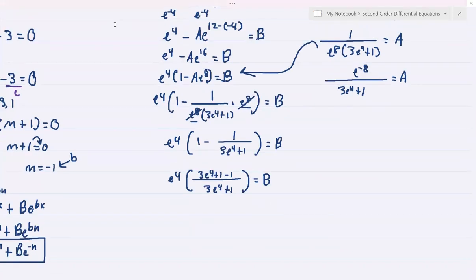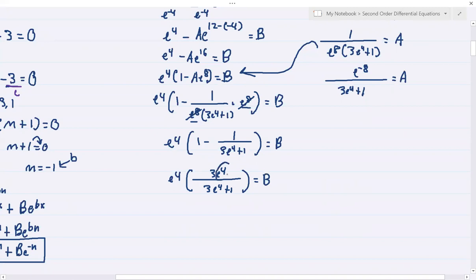Okay. So going further, we have 1 minus 1. If you're going to simplify it, we will have 3e raised to 4 only, because 1 minus 1 is 0. So 3e raised to 4 plus 0 will give you, sorry, 3e raised to 4. So basically that's it. That's how you get your b.